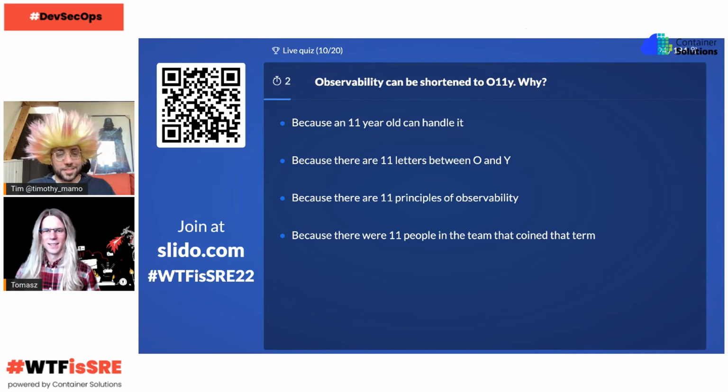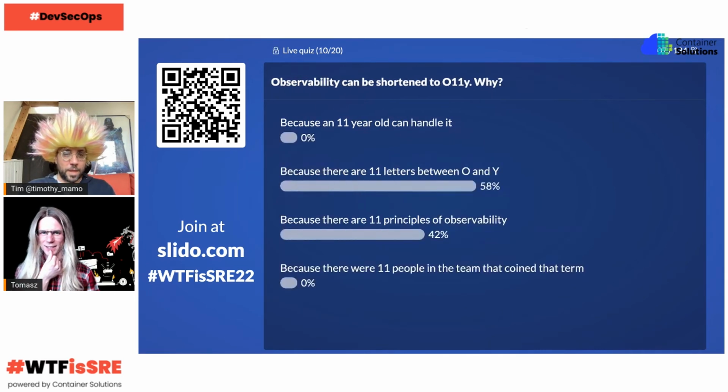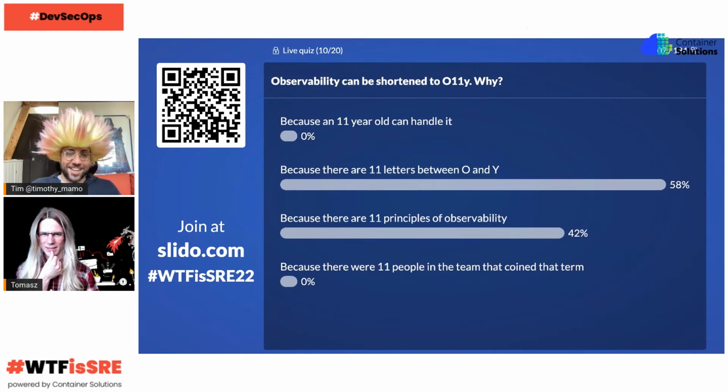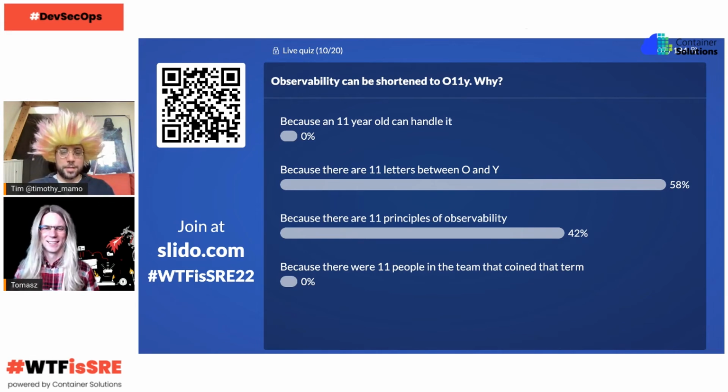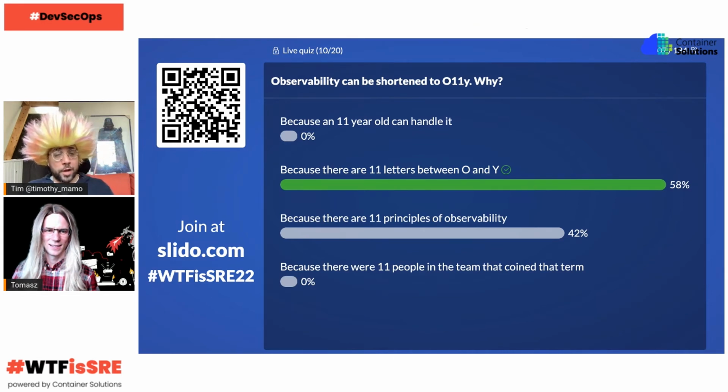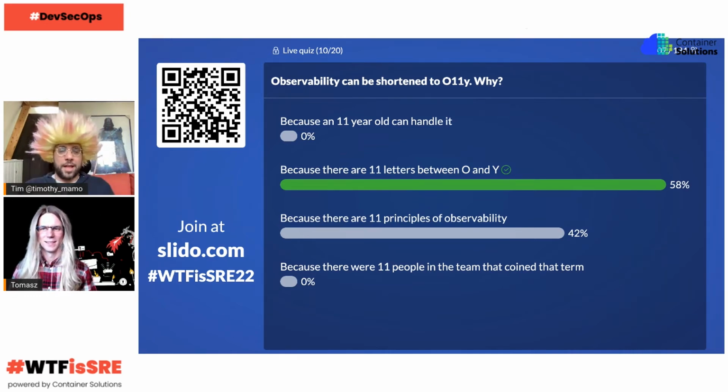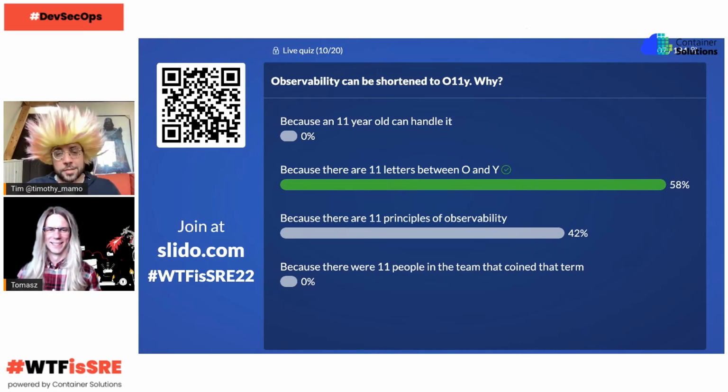Some really good ones here. Yeah, I like the 11-year-old option. But okay, fairly split spread over there. And I think it's because there are 11 letters between O and Y. This is the same reason why Kubernetes is written K8S, actually. Before, I thought it was because "ease" sounded like an 8, but no, it's because there are 8 letters between K and S.